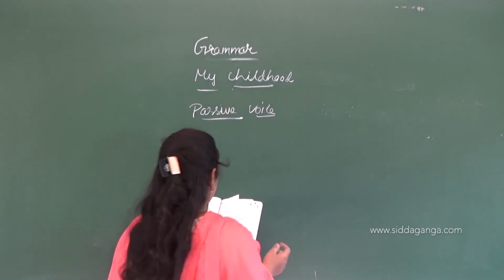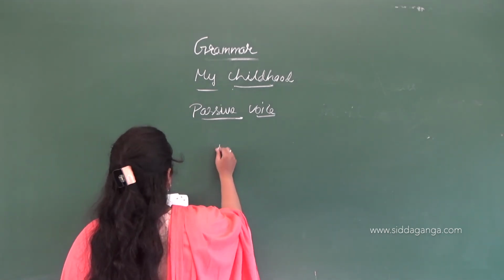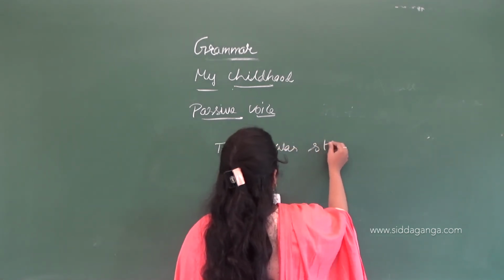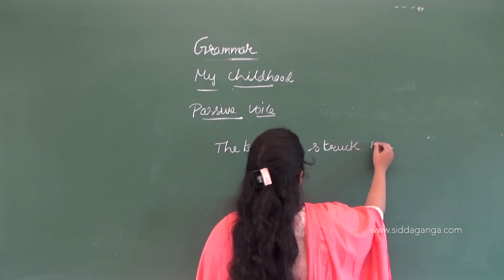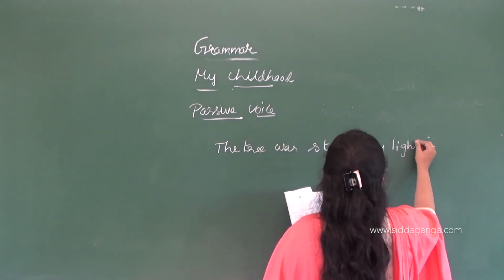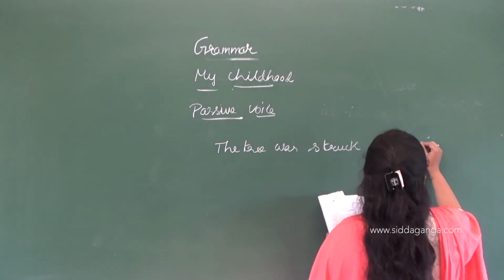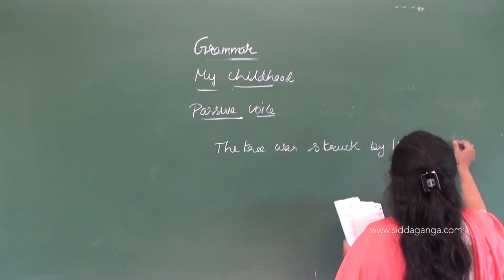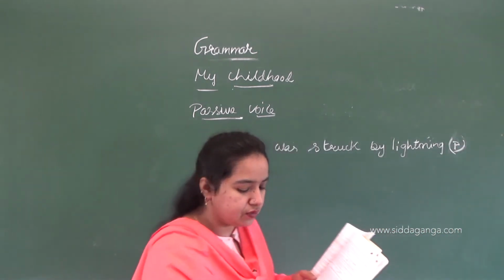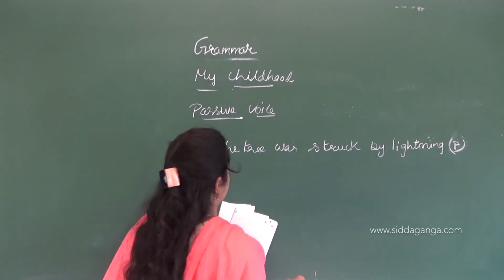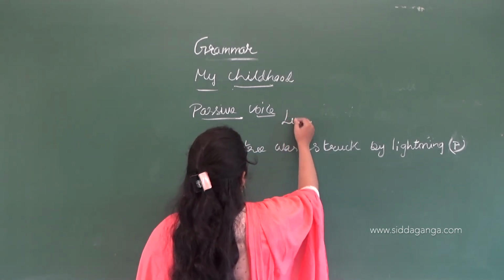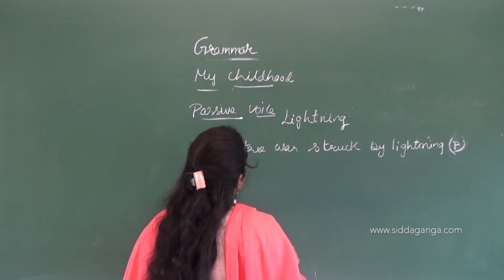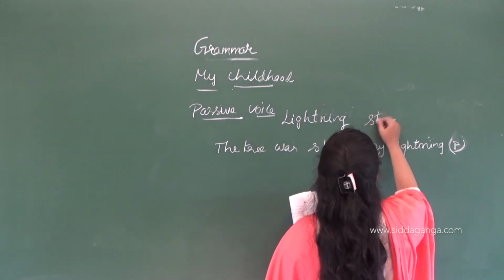Okay, so here there is something. The tree was struck by lightning. Okay, so this sentence is in a passive voice form. Now you should check that it is a right sentence or what. So, lightning struck the tree.